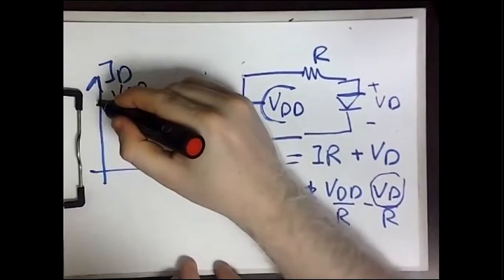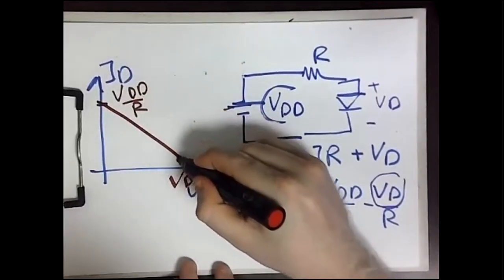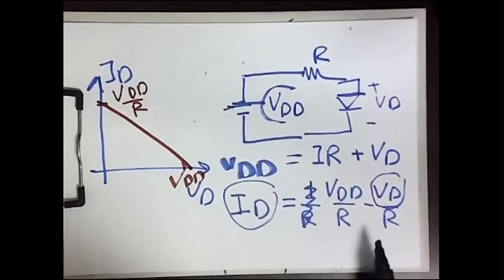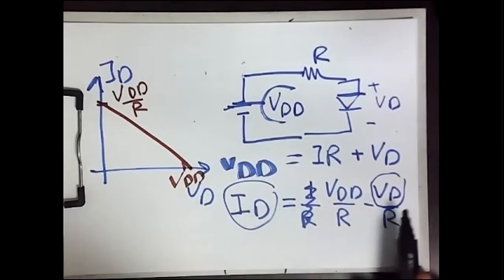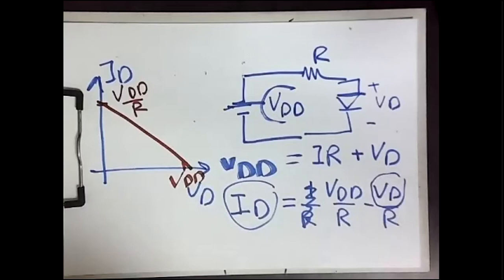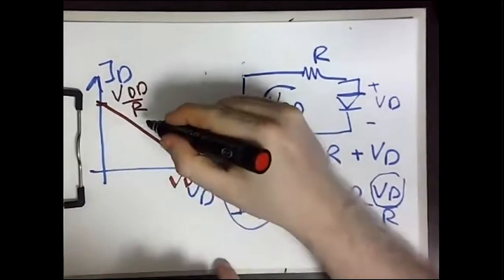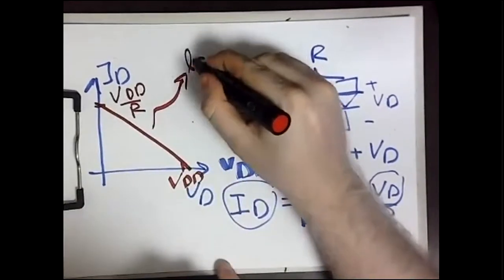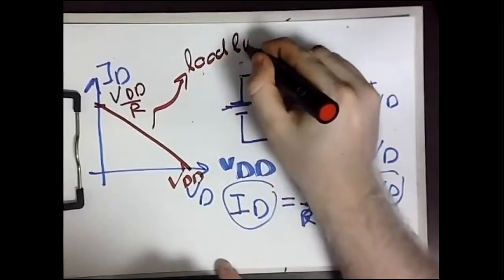So your straight line is something like that. Of course, this makes sense because now the relation is a negative relation. So you have a negative slope equal to 1 over R. This is what we call, my dear students, the load line.